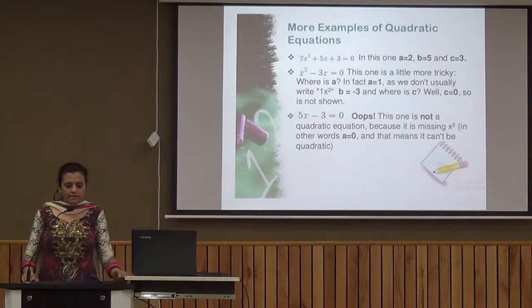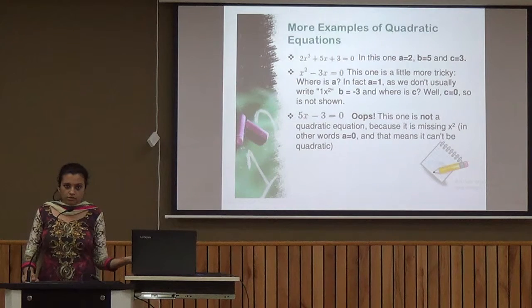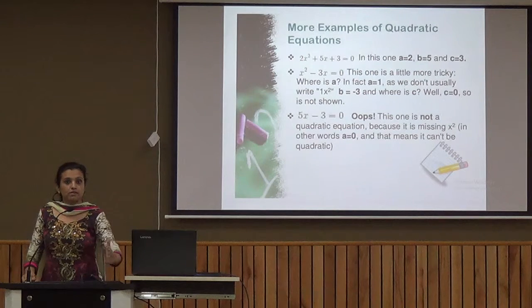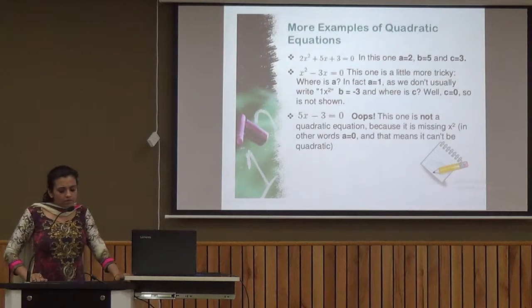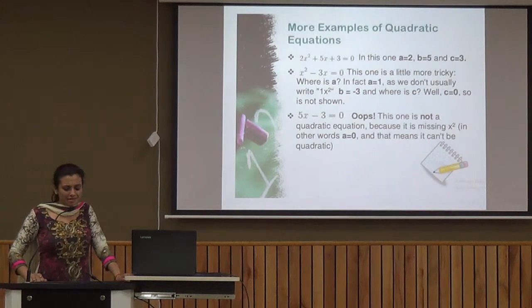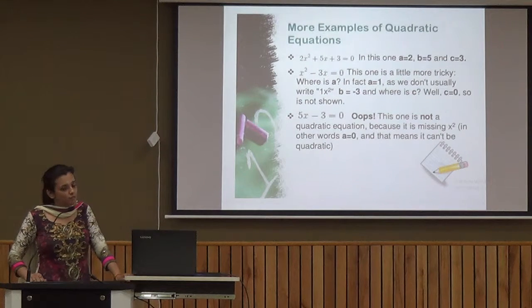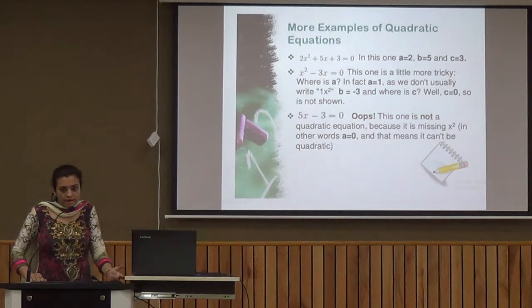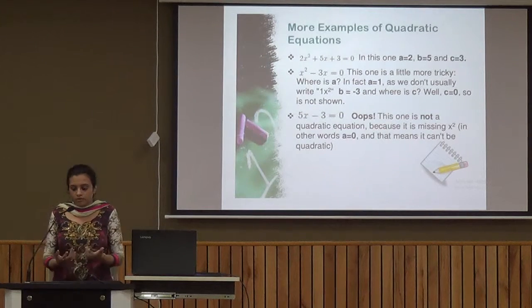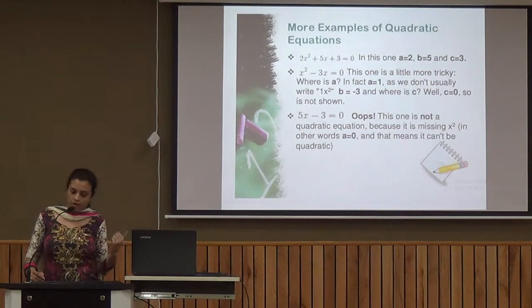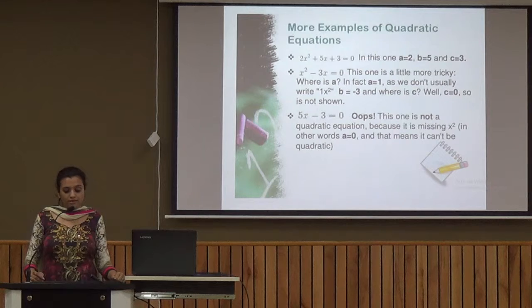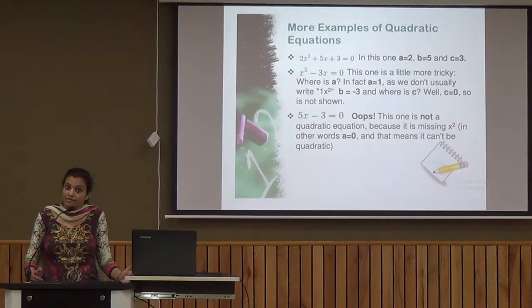Look at the next one. It says x squared minus 3x is equal to 0. Now here we cannot see any constant. That means c is 0. And here x squared, a is 1. What is the value of b? Minus 3. This one is a little more tricky. Is it really tricky? Let's see. Where is a? In fact, a is 1, as we don't usually write 1x squared. We simply write x squared. As I say, 1 is omnipresent. So x squared would mean 1x squared and a is 1. B is minus 3. And where is c? Well, c is equal to 0, so it is not shown. No need to write 0.